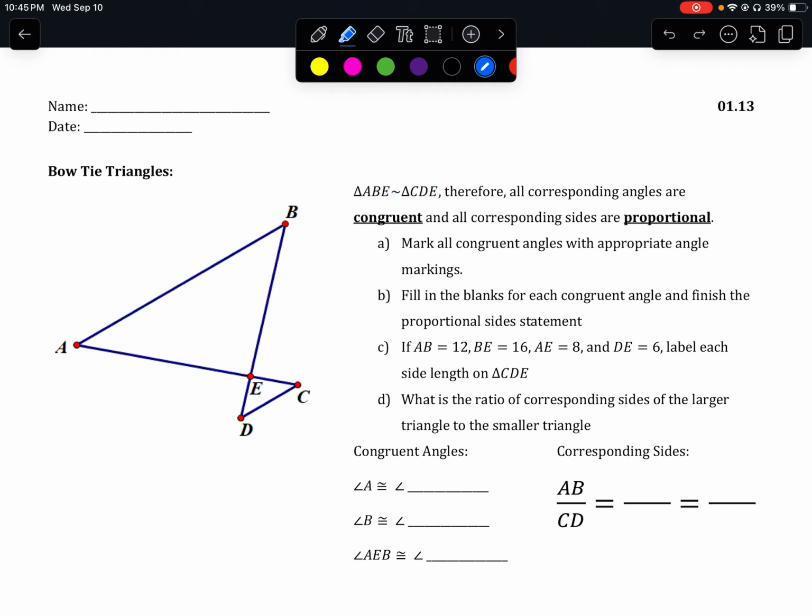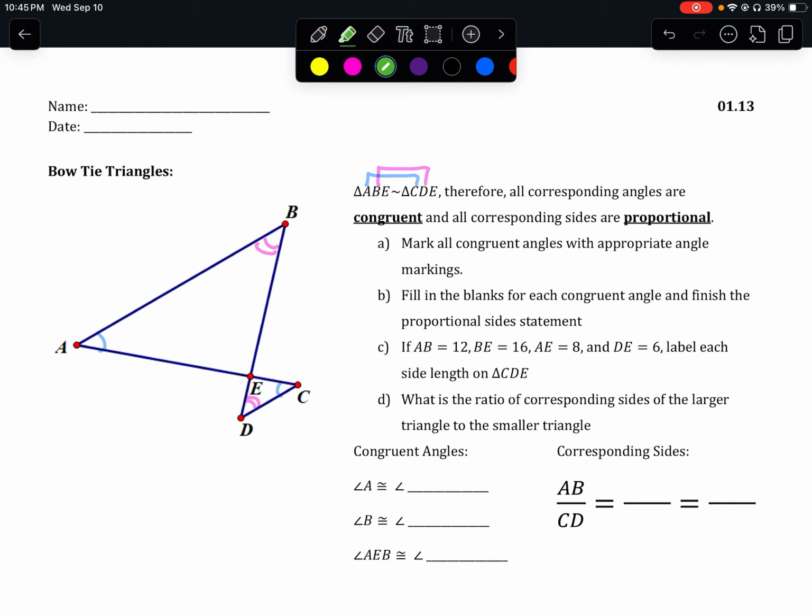this problem. So we're told that triangle ABE is similar to triangle CDE. So all of their corresponding angles are congruent and all the corresponding sides are proportional. The first thing I'm going to do is mark all of my congruent angles with angle markings. That means the little swoosh marks that we've seen. So angle A is congruent to angle C, like we see here. Then I've got B to D, so I'm going to use two swooshes on that one.